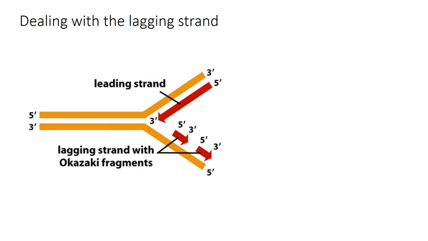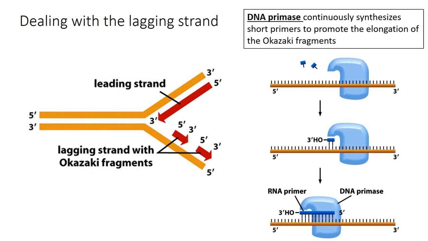The problem is, of course, if you do not do the continuous synthesis and have these little pieces, A, you need to stitch them together, and B, each time you start one of these Okazaki fragments, you are going to need a primer. So this is where the DNA primase comes in. It is called DNA primase, but it makes RNA primer. And this is the one that continuously supplies the primer for the Okazaki fragment synthesis.